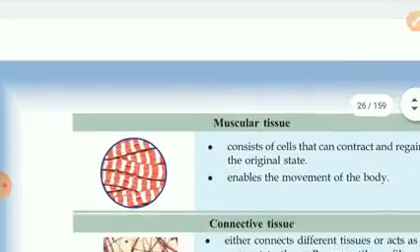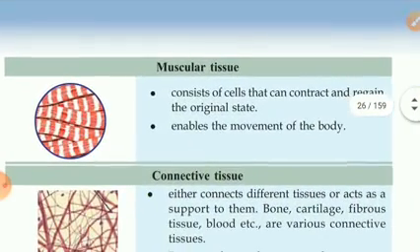The next is muscular tissue, which is around the body and provides body movements. How does it provide body movement? It is made up of muscle cells that can contract and regain their original state. Then that is why it enables the movements of the body.